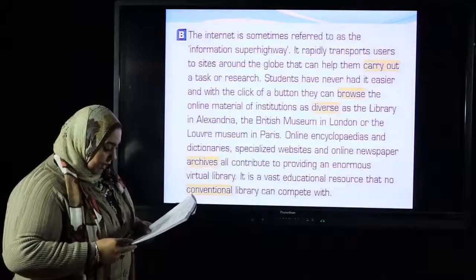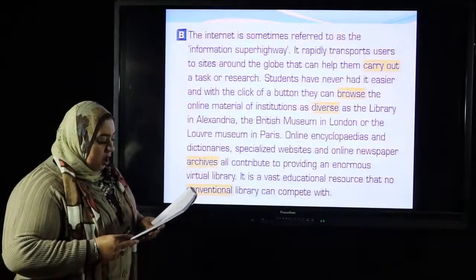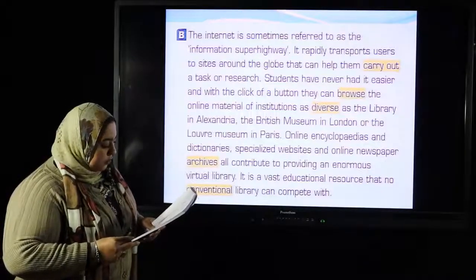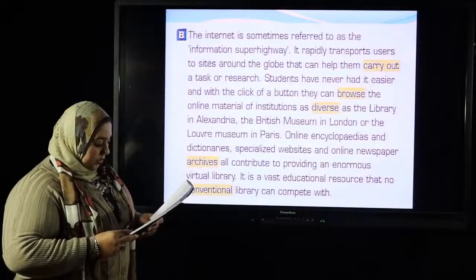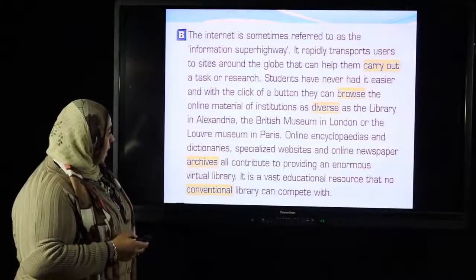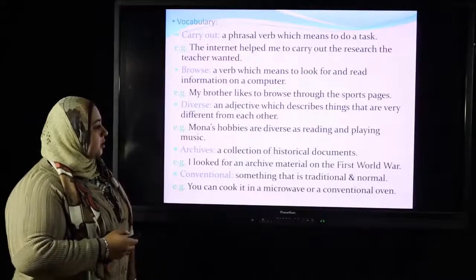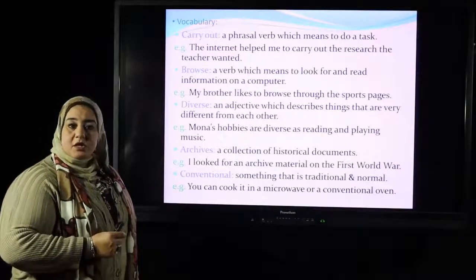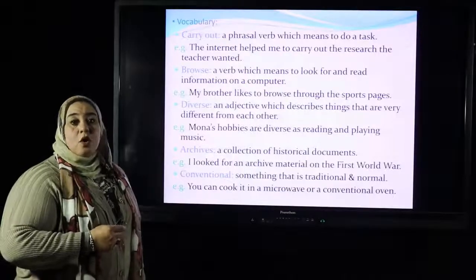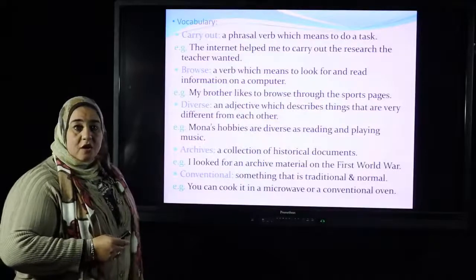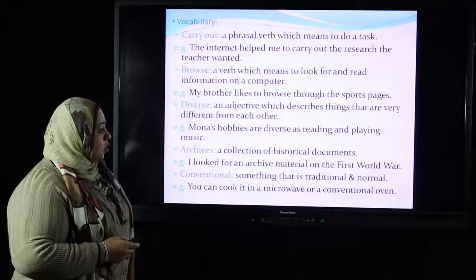Then we are going to complete the text. Online encyclopedias and dictionaries, specialized websites and online newspaper archives all contribute to providing an enormous virtual library. It's a vast educational resource that no conventional library can compete with. Okay? Online newspaper archives. What do you mean by this word? A collection of historical documents, to keep the documents. On the internet, you can find documents from all places, from any century or any year. You can find whatever you want. I looked for archive material on the First World War.